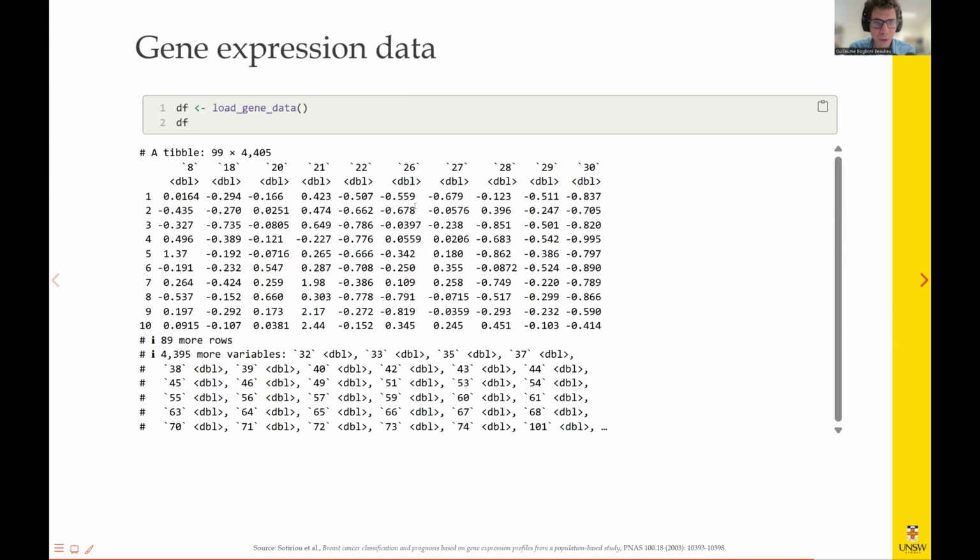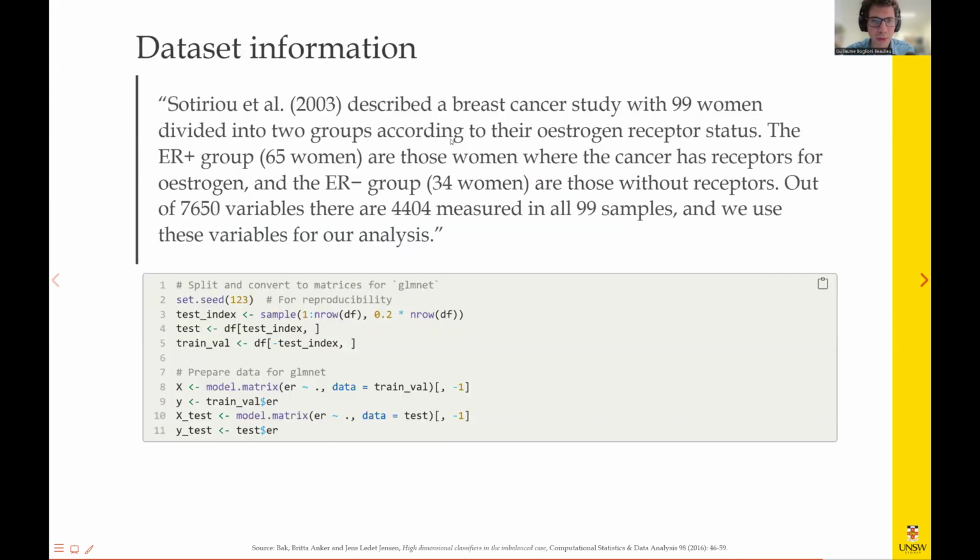The 99 women. This is described here. We can maybe review this small paragraph. So, from this academic paper, a breast cancer study with 99 women divided into two groups according to their estrogen receptor status. Again, I'm not going to pretend I understand medically what's happening here, but for us, in terms of predictions, this is going to be a classification problem because you have only two possible statuses. The estrogen receptor status is either 0 or 1, so yes or no. And this is what we're trying to predict.